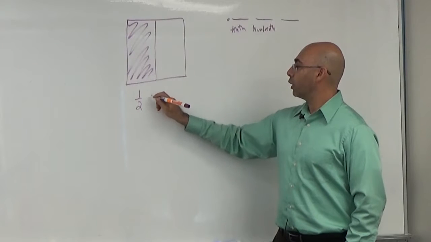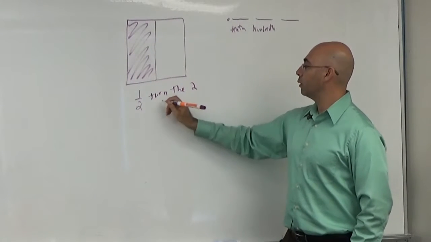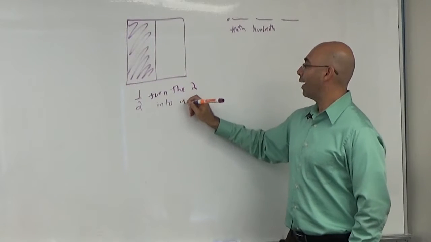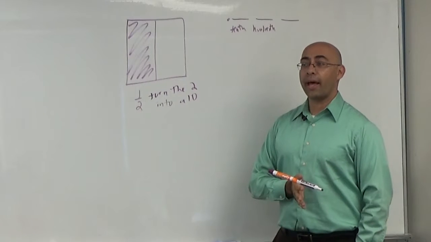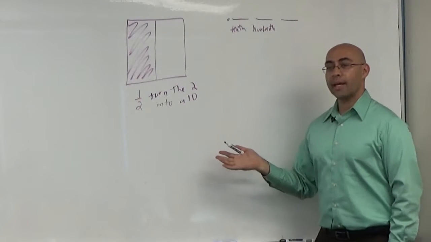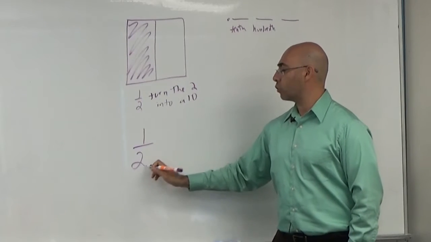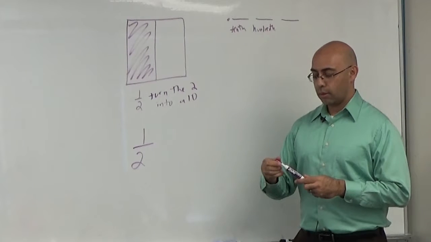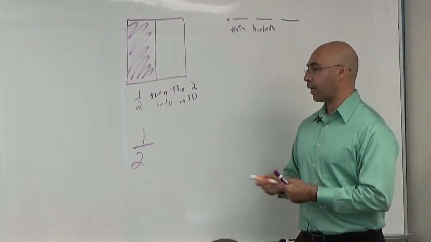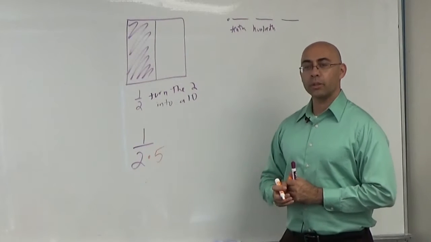You want to turn the 2 into a 10. So if you can turn the 2 into a 10, then you can write it as a decimal. So let's see if we can do that. 1 over 2. How do I turn a 2 into a 10? Yes, sir. Multiply by 5. Ah, so that's where that 5 comes from. So 2 times 5 is equal to 10, isn't it?